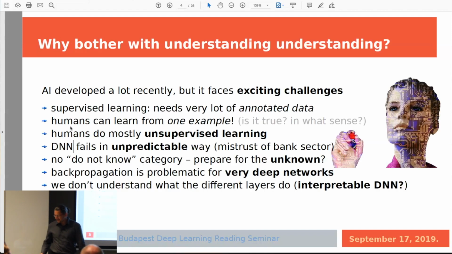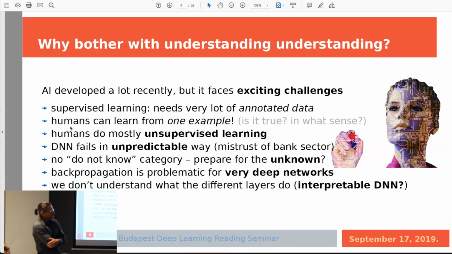Yeah, right. So, introduction. The first question is, of course, why bother with understanding? It seems like an academic question, after all. I would like to give you some arguments for why I think it is a very important and crucial point to understand what we really mean by understanding. So this is the first list of arguments: AI has developed a lot recently. It's true, but it still faces exciting challenges, let me say it that way. Let's go through some points.